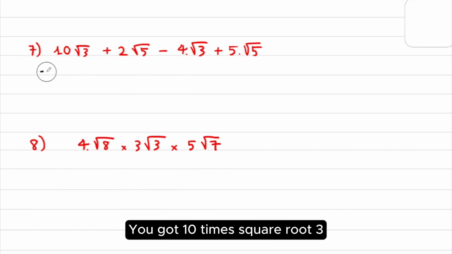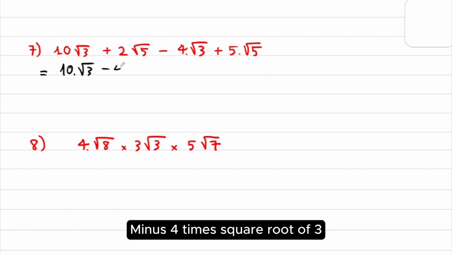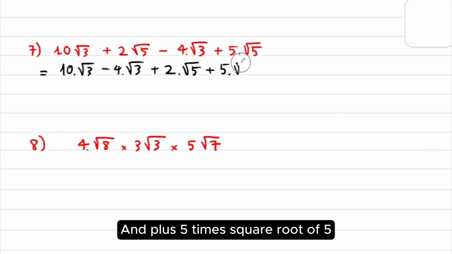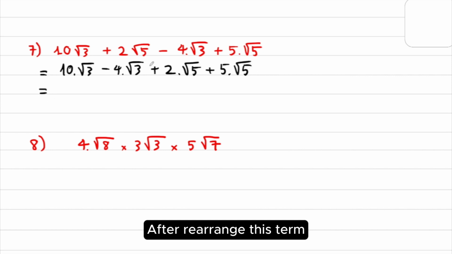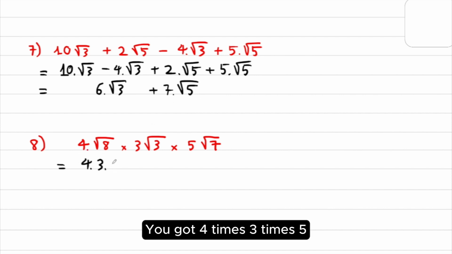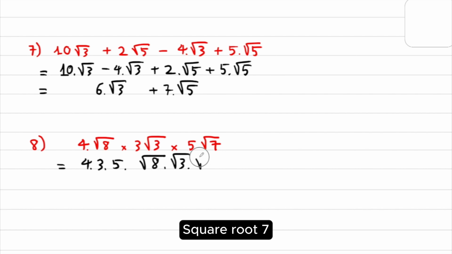Question 7, you have 10 times square root 3 minus 4 times square root 3 plus 2 times square root 5 and plus 5 times square root 5. Okay, after rearranging these terms, you have 10 minus 4, you get 6 square root 3. And for this one, you get 7 square root 5. And for this one, you have 4 times 3 times 5, and you have 8 here. Okay, square root 3, square root 7.